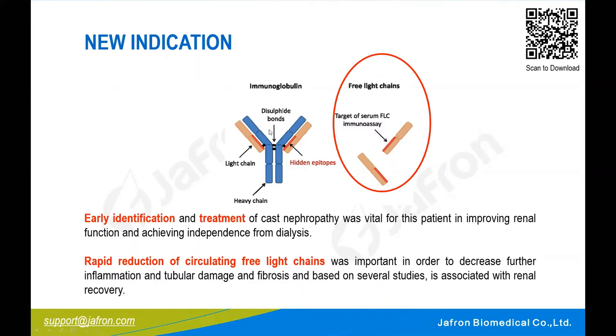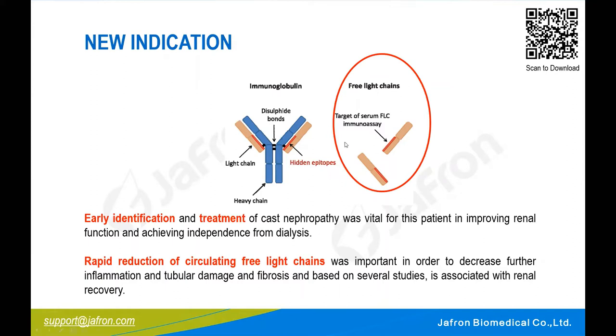So this picture shows the free light chains. On the left side is the immunoglobulin structure, and accordingly the Jafron cartridge cannot remove a large amount of the immunoglobulin because its molecular weight is too high.